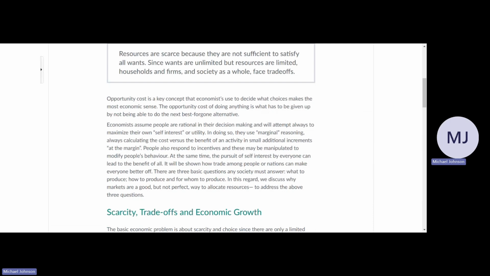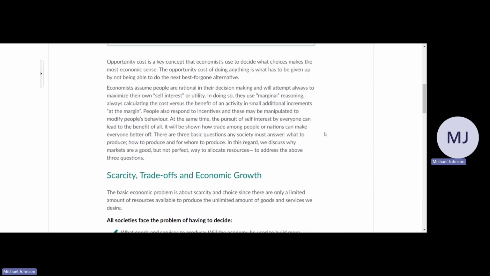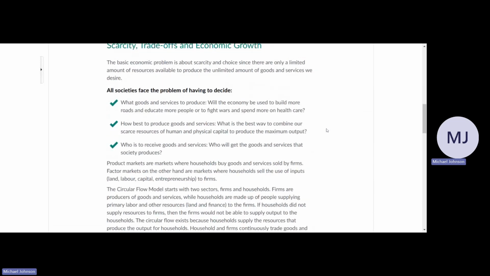Wants are unlimited, but resources are limited. Households, firms, and society as a whole face trade-offs, so you have to choose what you want to spend on. All societies face the same problem of having to decide what goods and services to produce.